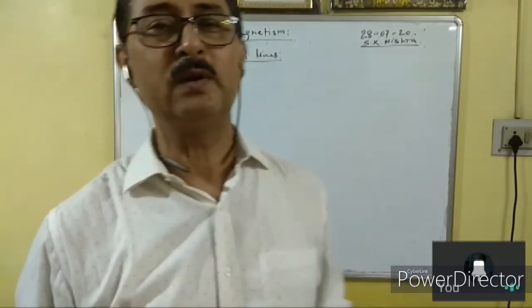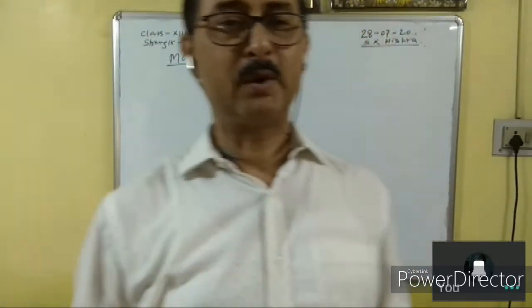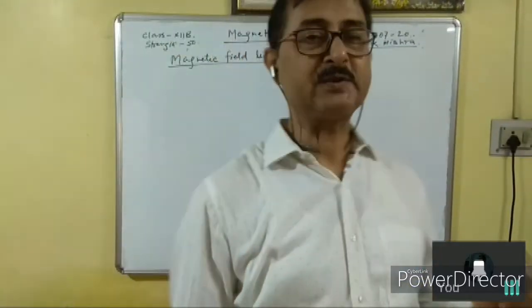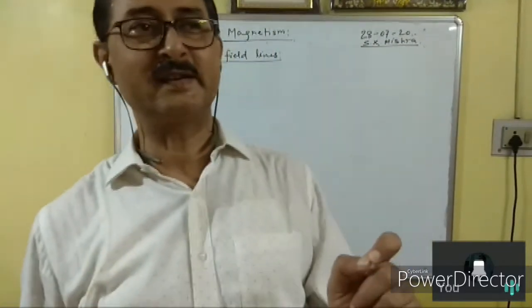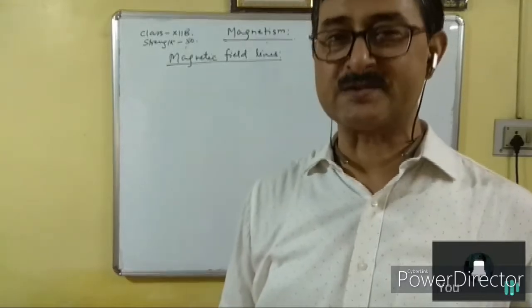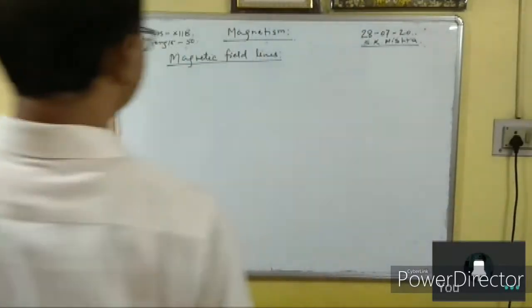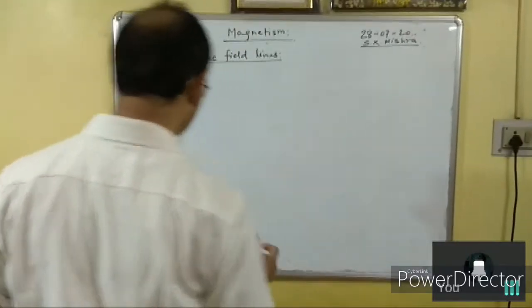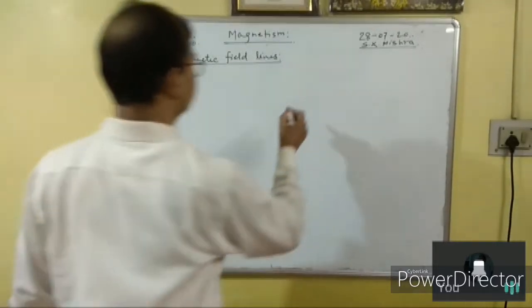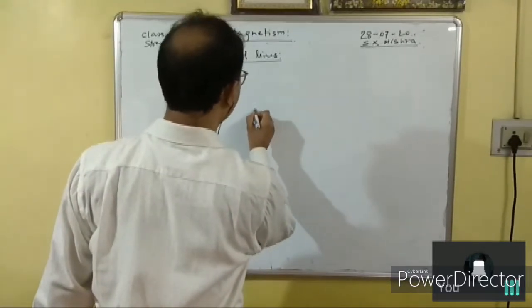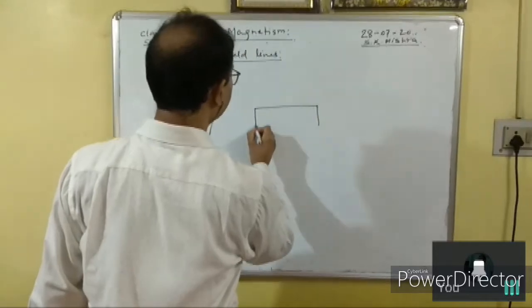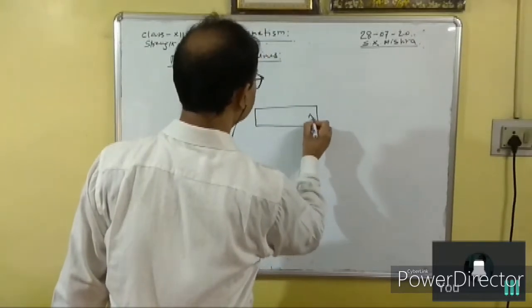You will never find an isolated north pole or an isolated south pole, because even a very small piece of magnet is a complete magnet with north and south poles. So that's why magnetic field lines form a closed loop. So I am showing the field lines of a bar magnet.